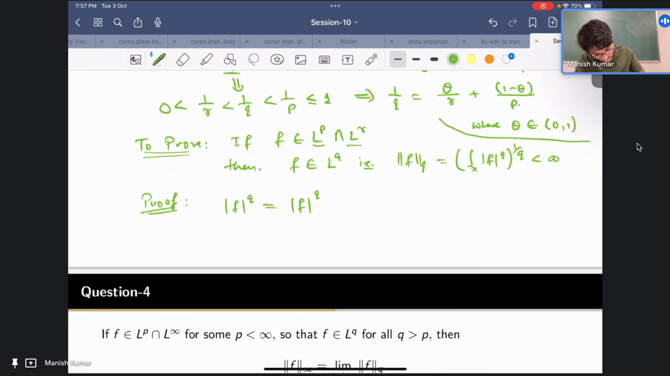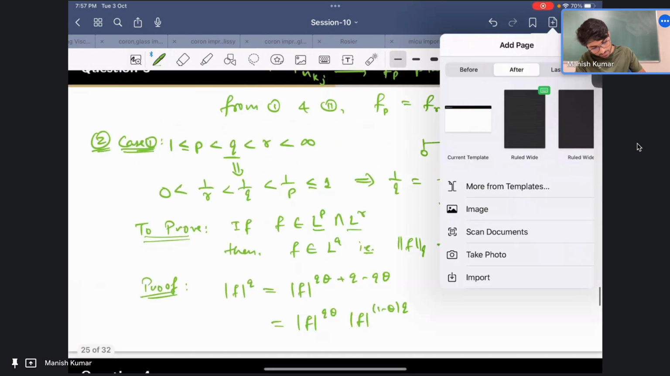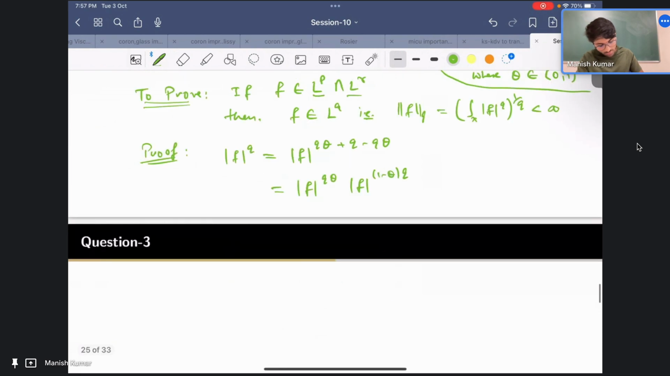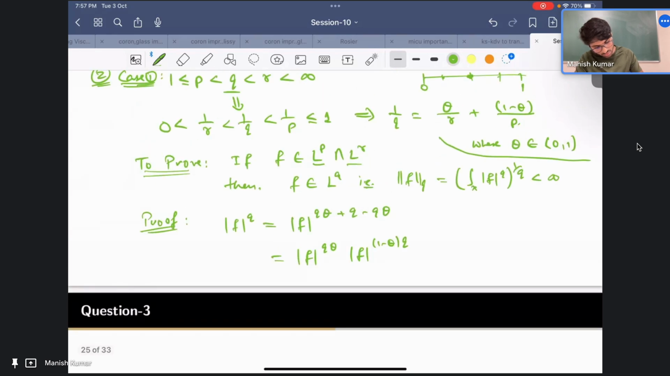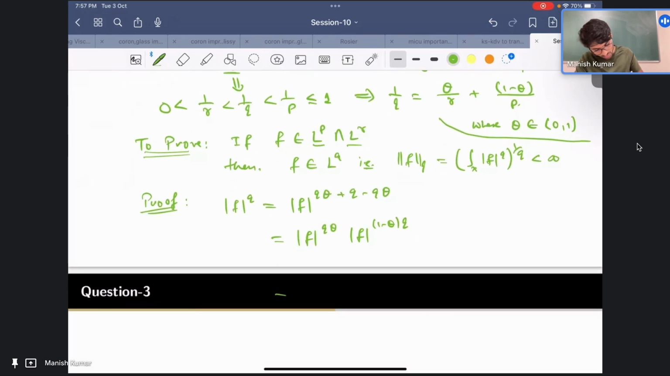So it is q theta, and then you just subtract q minus q theta. Then you will write mod of f to the power q theta and mod of f to the power 1 minus theta q. Now the idea is that you have been given that f is in L^p. Now you will have to somehow write this.